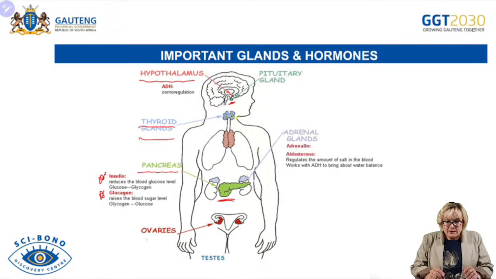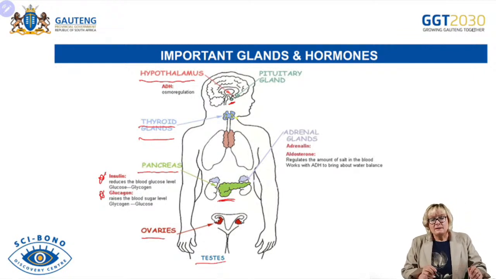Then the ovaries and the testes, you have not studied this year. You will do this next year when you study the reproductive systems of the male and the female, and then you will learn about the hormones secreted by the ovaries and the testes.